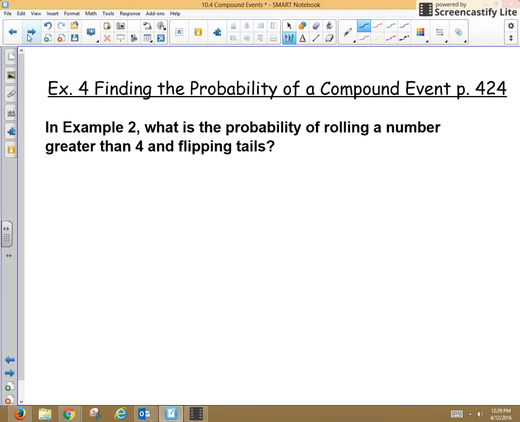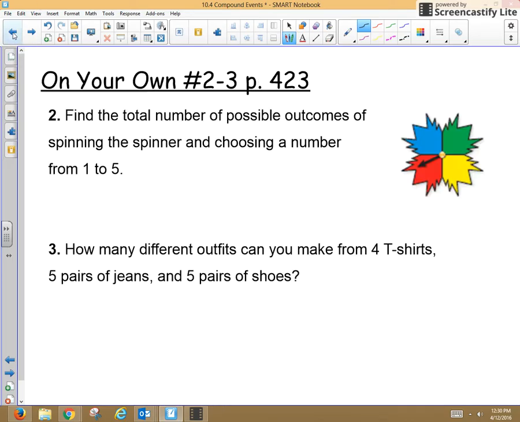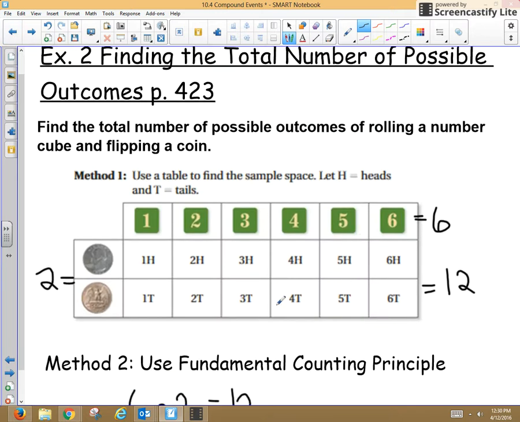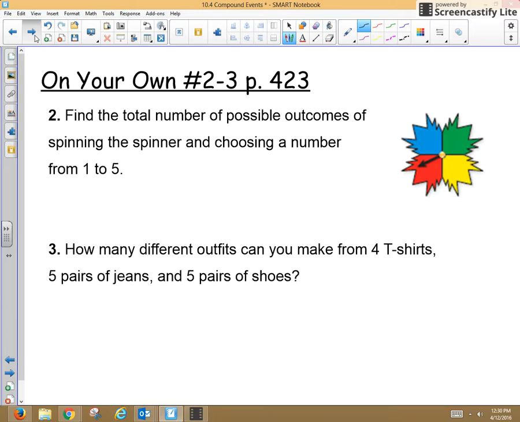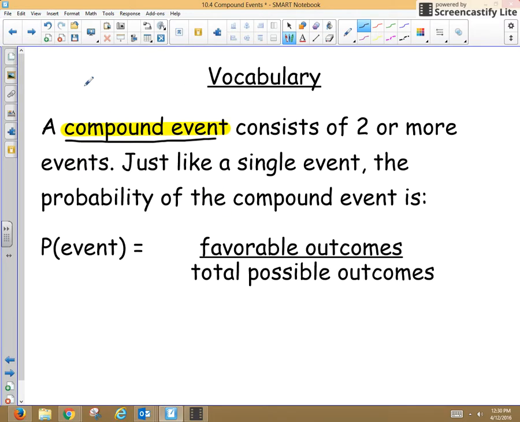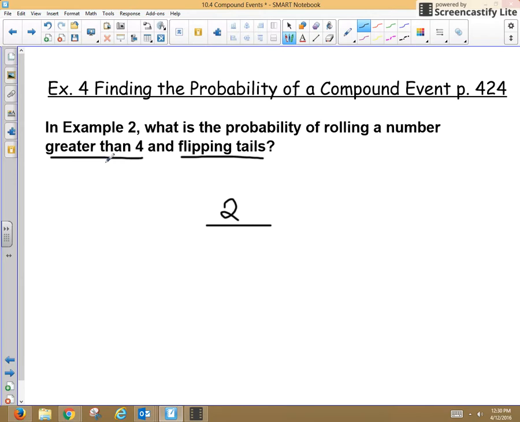Example 4. We're going to look back at example 2, and this is what is the probability of rolling a number greater than 4 and flipping tails. If we look back at example 2, a number greater than 4 would be 5 and 6, and we also want to roll tails. So that's this one here and this one here. When we go back, we look at the favorable outcomes. There are only 2 favorable outcomes, and the total possible outcomes were 12. So 2 out of 12 is a 1 out of 6 possibility. So there's a 1 in 6 chance. If you want to turn this into a percentage, it's 16.6 repeating, or 16 2/3%.